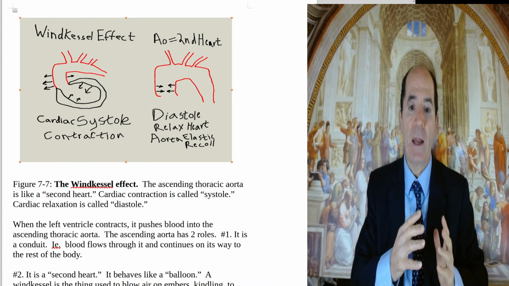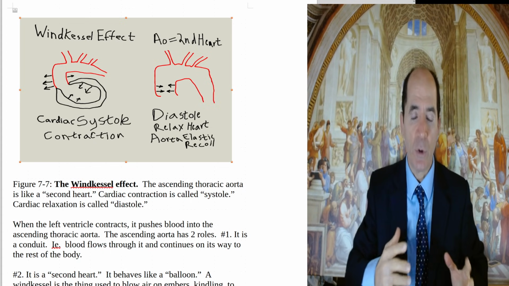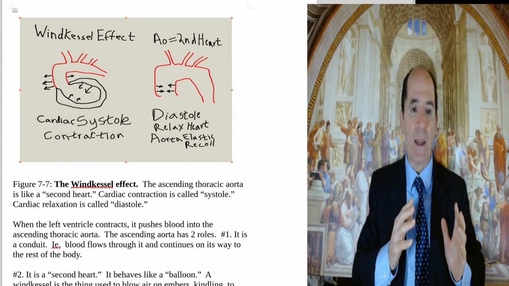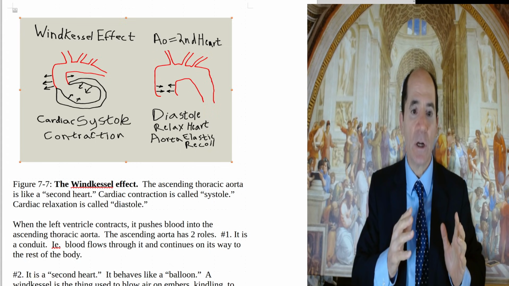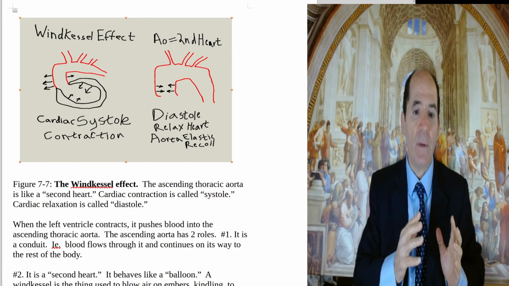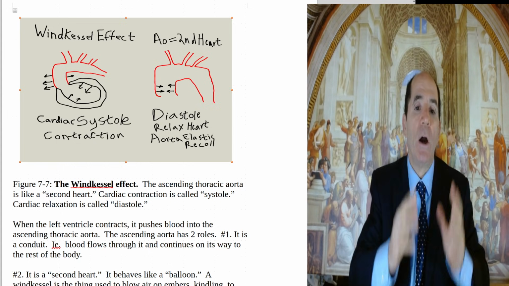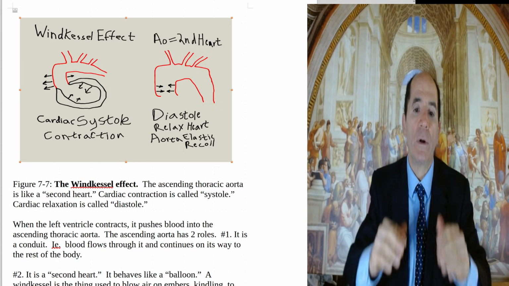The windkessel effect means that the ascending thoracic aorta has a lot of elastic fibers. So when the heart pumps blood into the ascending thoracic aorta, it's stretched outward by that influx of blood. And then when the heart relaxes, heart relaxation is called diastole. Heart contraction is called systole. So when the heart relaxes, the elastic fibers of the ascending thoracic aorta have elastic recoil. They pull inward, and that pushes blood during diastole. So that's diastolic flow, the lower number of blood pressure.